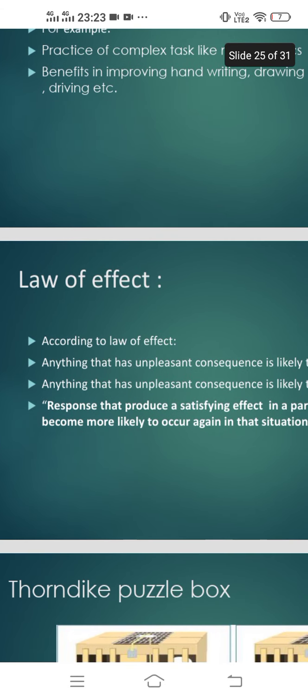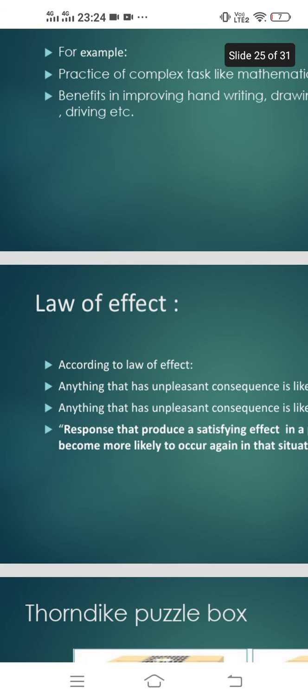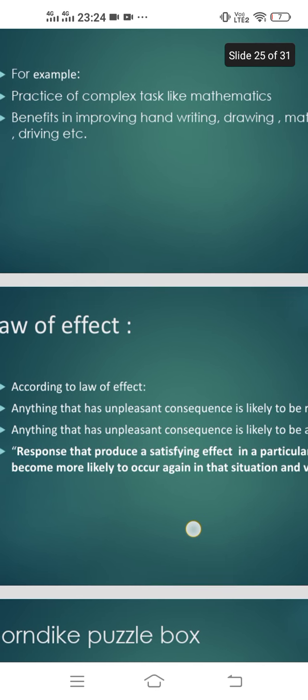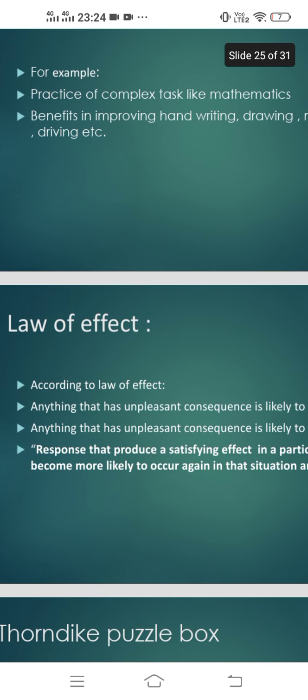Next is the law of effect. This law can be explained with the help of unpleasant consequences and pleasant consequences. For example, if you have a pleasant consequence of any action, you will do that action again, and if you have an unpleasant consequence, you will avoid it. So this basically depends upon the effect of the action that you have done.